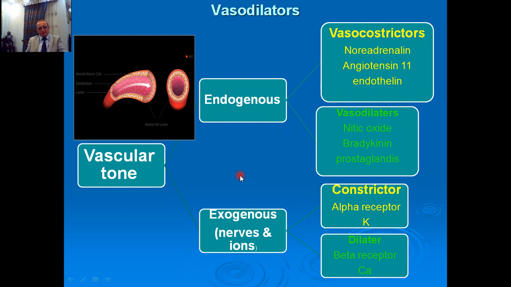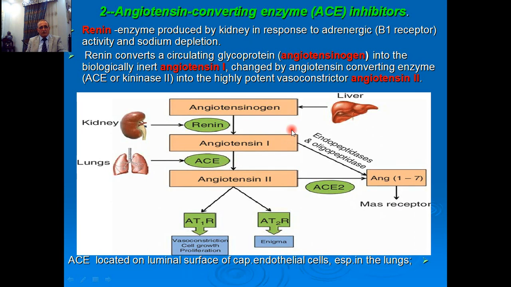The other and the most important are the vasodilators. This is the blood vessel. The vascular tone, or the smooth muscle, is under control of endogenous and exogenous factors. The endogenous vasoconstrictors are noradrenaline, angiotensin II, and endothelin. These are endogenous factors that constrict the blood vessel, and you have nitric oxide, bradykinin, prostaglandin, etc. And you have constrictors to the nerve alpha receptor, and the dilator is the beta, and the calcium ion. Anyway, we'll not go to detail.